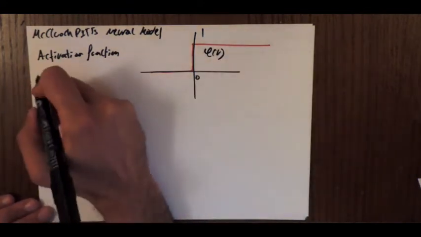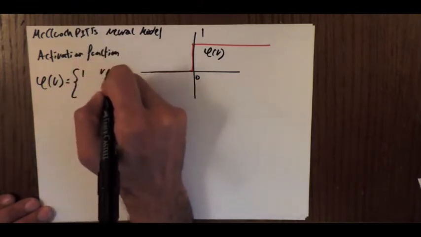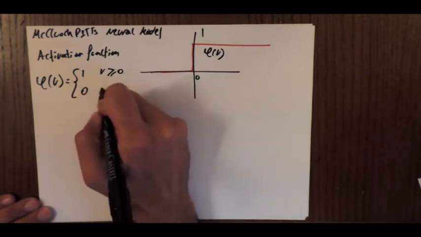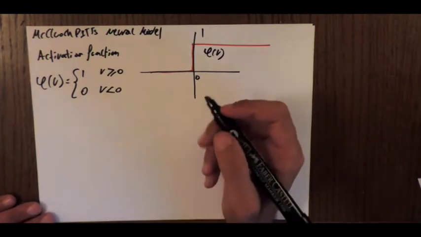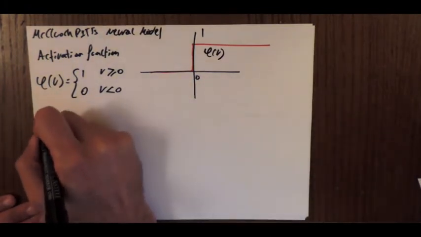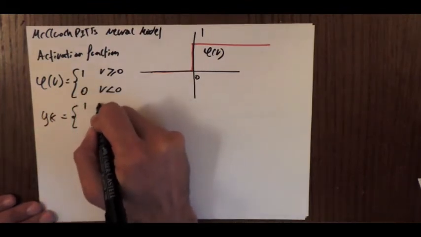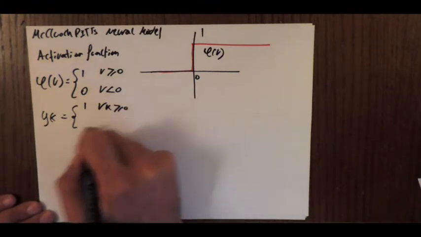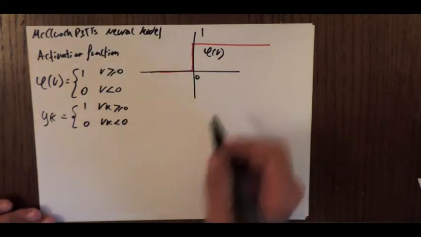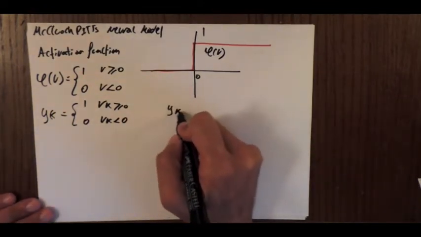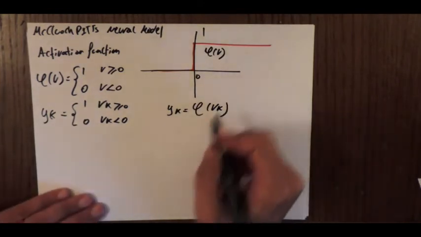So phi of v will be equal to 1 if v is greater than or equal to 0, and 0 if v is strictly less than 0. This means y_k can take two values, either 1 if v_k is greater than or equal to 0, and 0 if v_k is less than 0. So if you remember our equation, we have y_k equal to phi of the induced local field v_k.